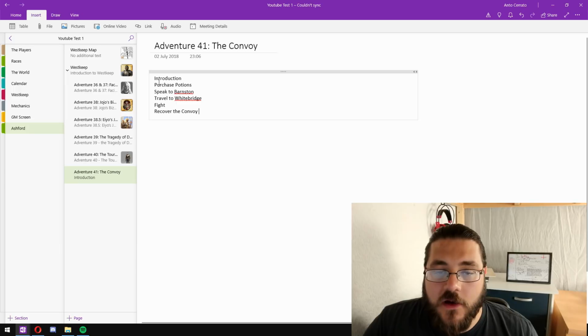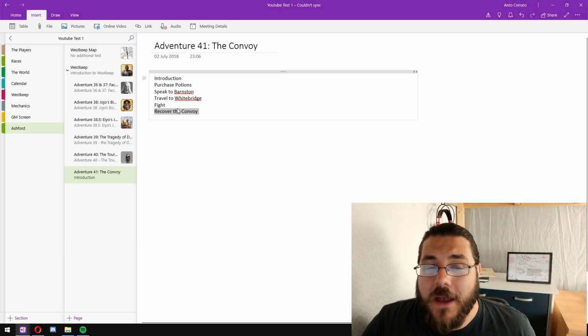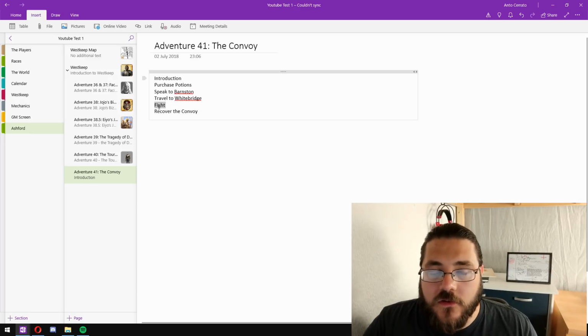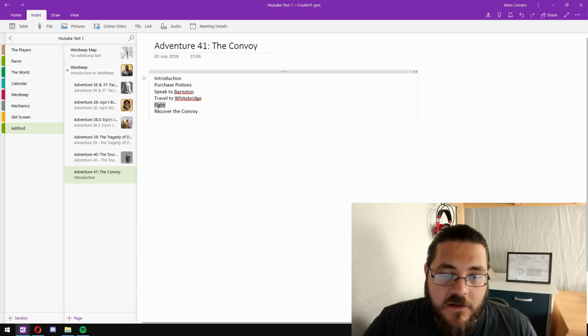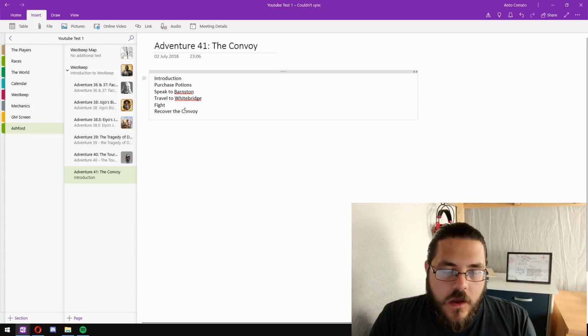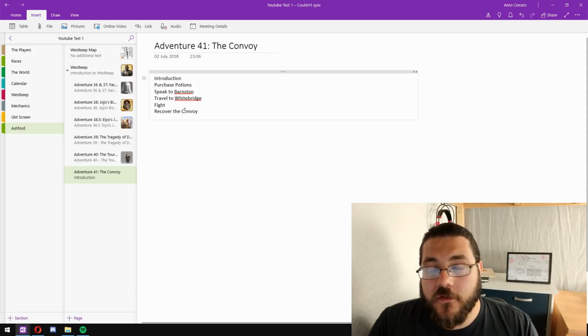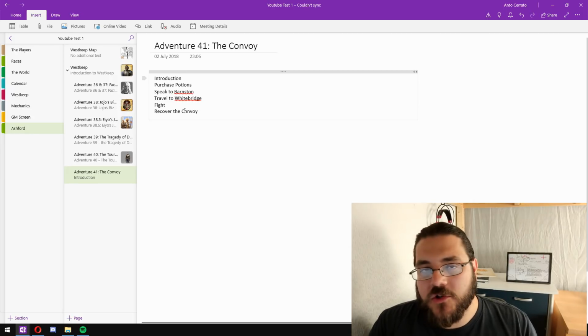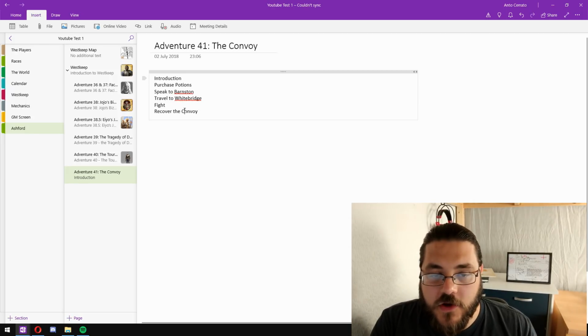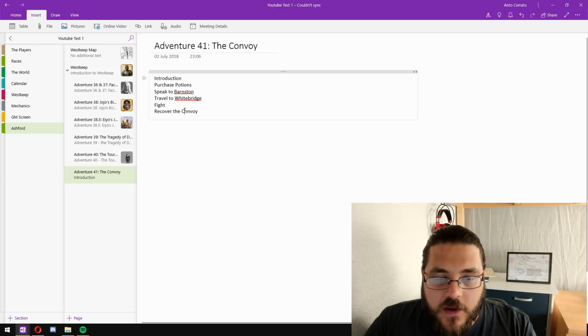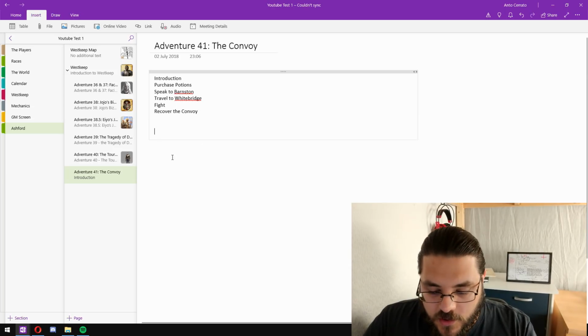And then finally, recovering the convoy. This has its own section because I expect that this fight will take a long time. So recovering the convoy might be a fight on screen, or it might be handled as an off-screen piece of prose after the session. Depends on how much we get done in the session, how much time we have left, etc. So the first thing we want to do is we want an introduction.